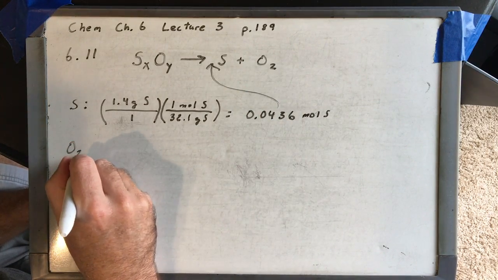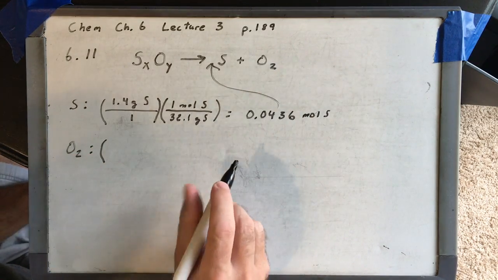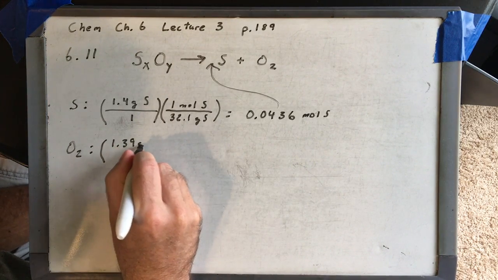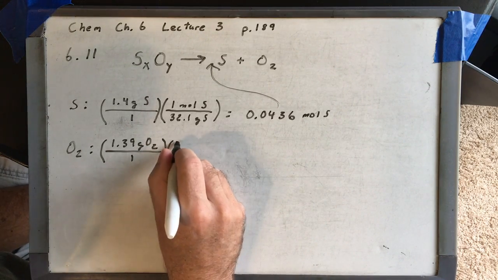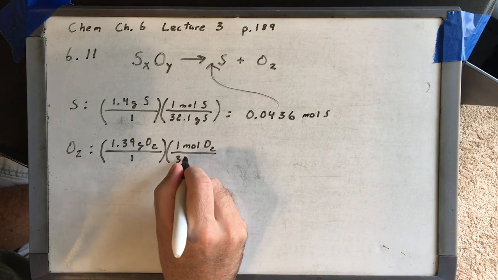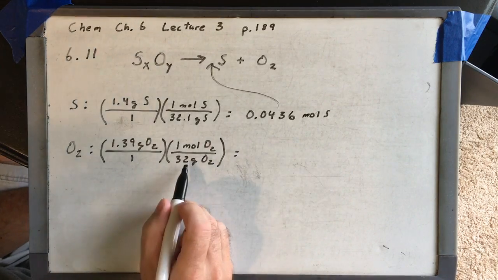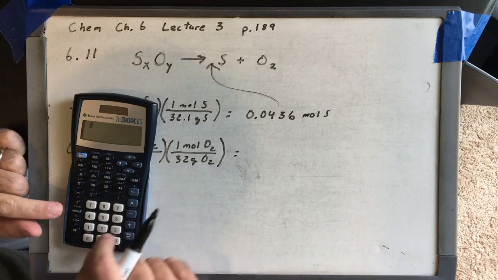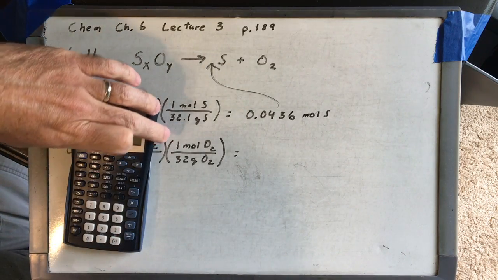Now let's look at O2. It's not just oxygen, it's O2. You use the O2 that's in the formula. So we have 1.39 grams of O2. Put that over 1, change to moles. Get rid of grams. O2 is 32 grams. That's from the periodic table, 16 times 2. Do 1.39 divided by 32, and that is 0.0434.